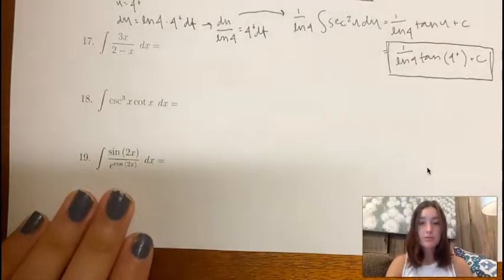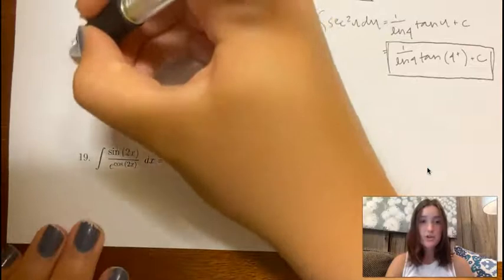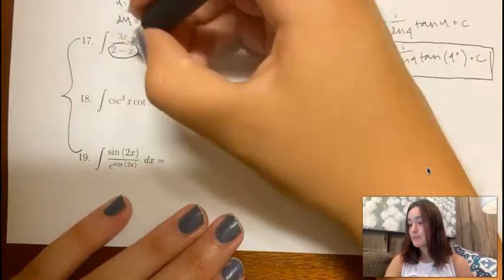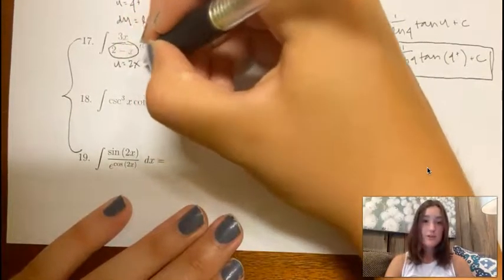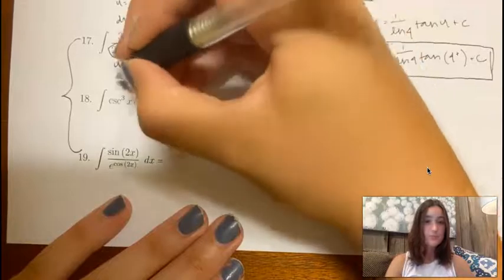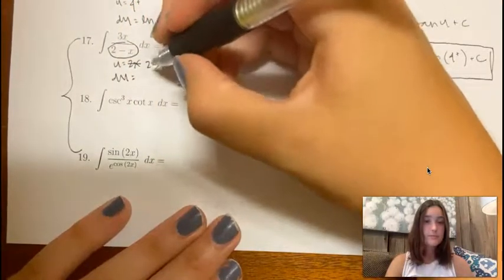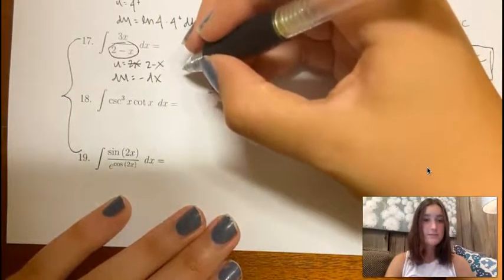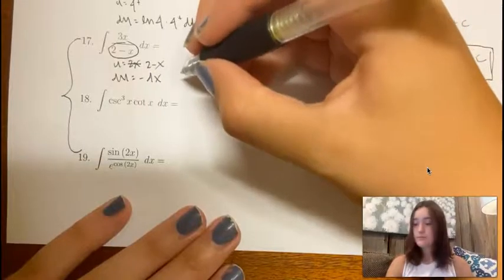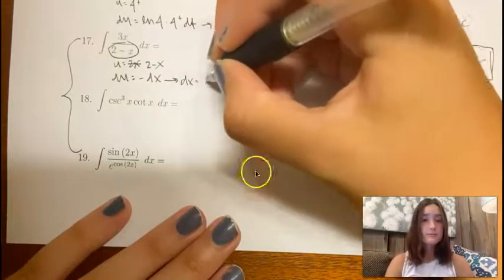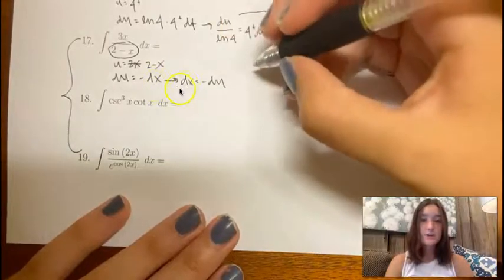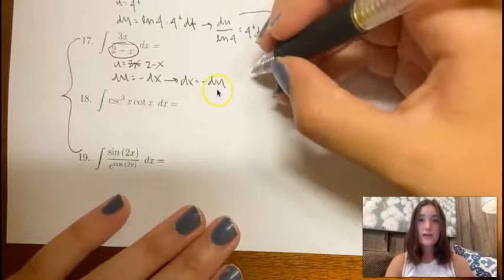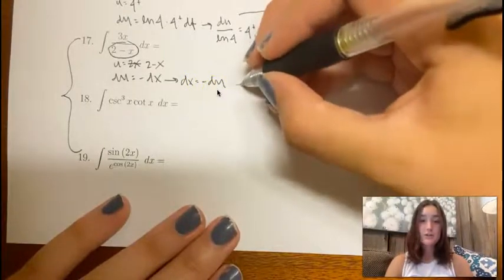So these last three problems are all a little bit tricky. You won't see them very much, but we need to make sure that we are familiar with them. Okay, so number 17, I'm going to start with 2 minus x as my u. And then the derivative of that is negative dx. So if we isolate our dx, we end up with negative du right there. So we have to keep up with that little negative. Make sure you don't lose that as you're moving on to the next step, which is our integral.